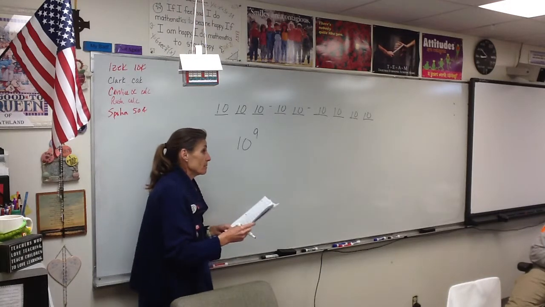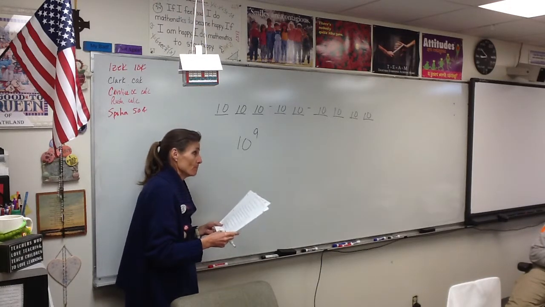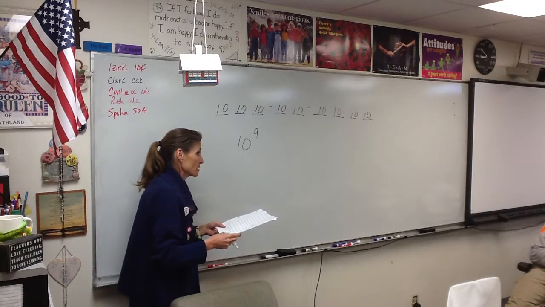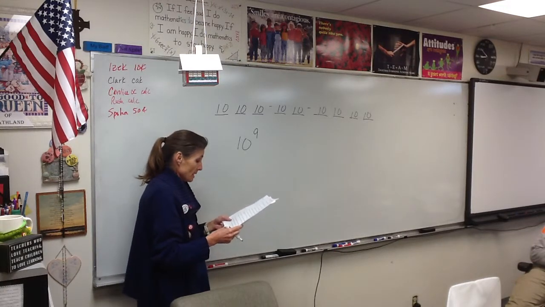And I got a number with a lot of zeros. Yes, it's a big number. It's like a billion or something. Now, 9 zeros. Is that a billion?